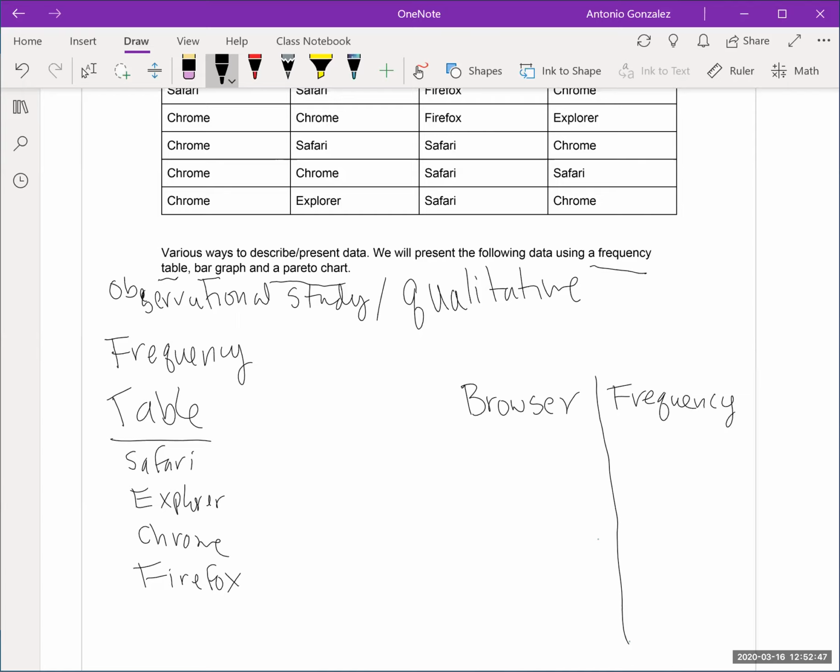All right, so I'd like to set up here my table, browser and frequency, and then I set up my different values for the browser, right? The different parts of the data. So we'd have Safari, Explorer, Chrome, and Firefox.